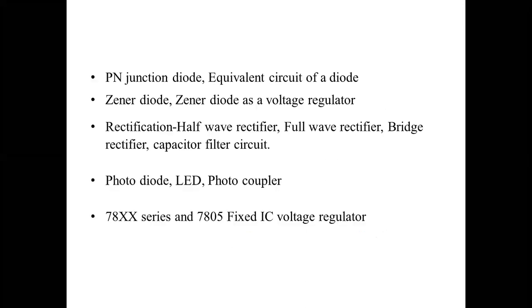Now, in this topic, what we are studying is the PN junction diode, its equivalent circuits, then the Zener diode as a regulator, then rectification, the diode application: half wave rectifier, full wave rectifier, bridge rectifier, and capacitor filter for the rectifier circuits. As well as we will see the photodiode, LED, and photocoupler. The photocoupler is made up of both a photodiode and an LED combined. Then the 7805 fixed IC voltage regulator.